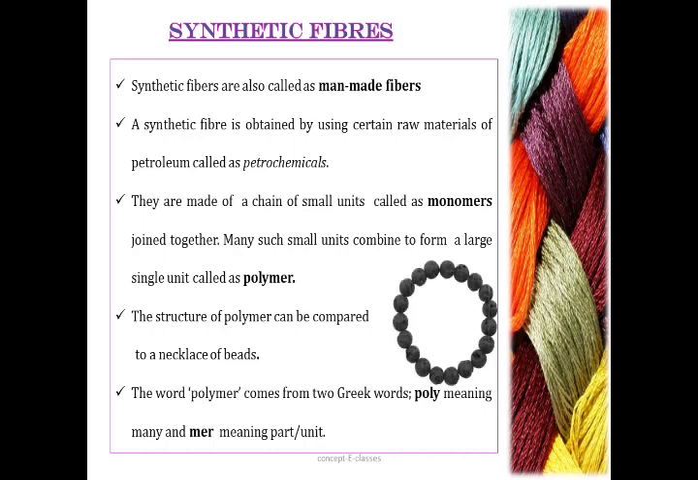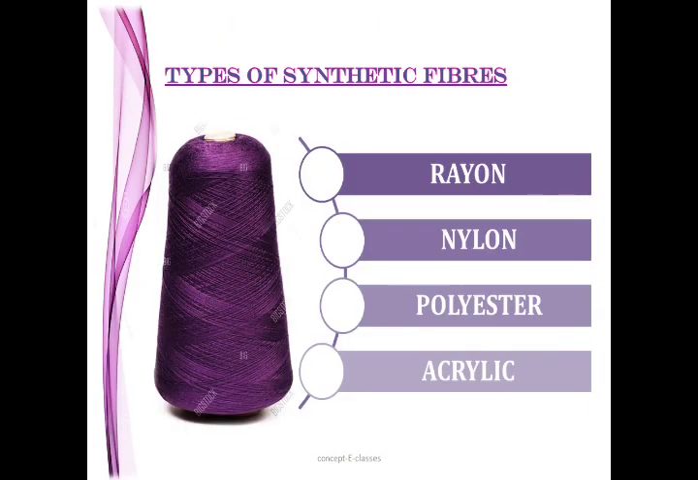Look at here. This is a chain which is made up of beads, and each bead is a monomer, and the whole chain is called polymer. Okay, the word polymer comes from two Greek words. Poly means many, mer means unit. So synthetic fiber is made up of a large number of units. Now let's go to the types of synthetic fibers. In your syllabus you have 4 synthetic fibers: rayon, nylon, polyester and acrylic.